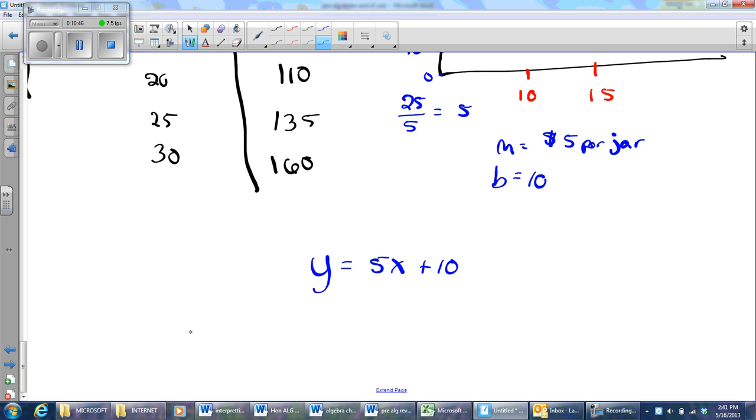Now question A says, how much did he pay to join the Jelly of the Month Club? Well, that's the y-intercept. That'll be $10. That's the fee you had to pay to join.